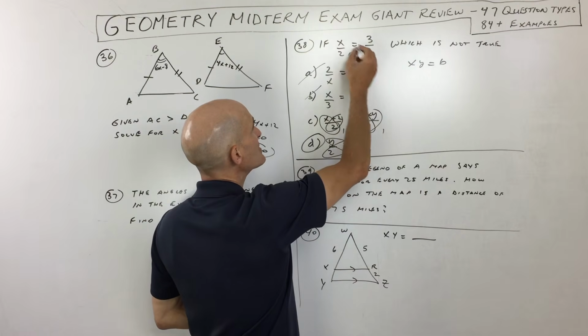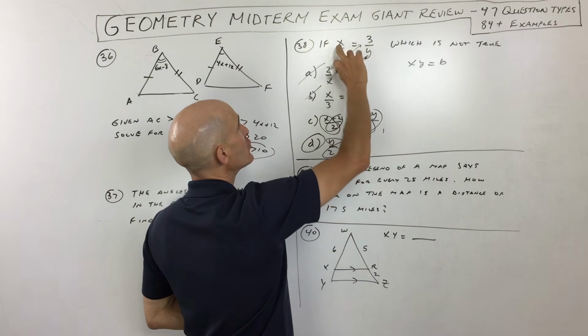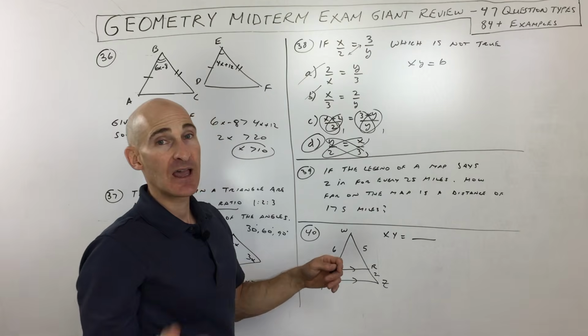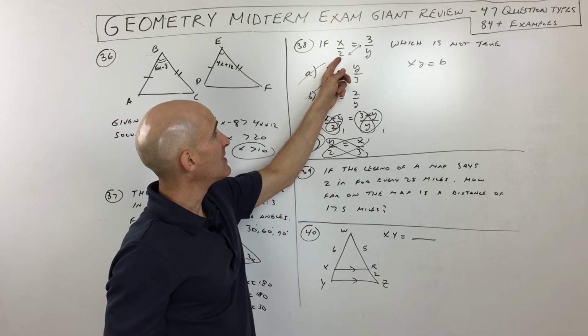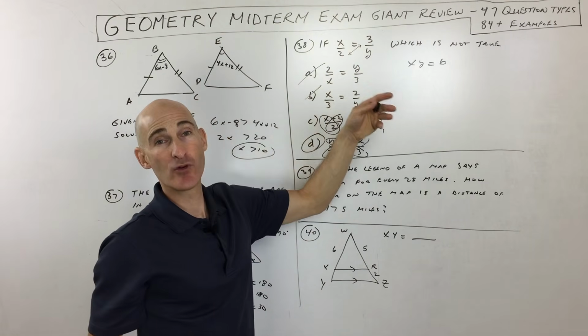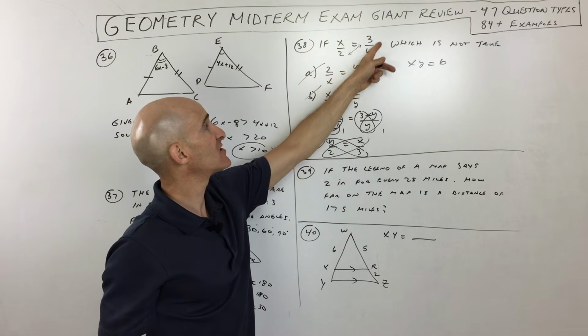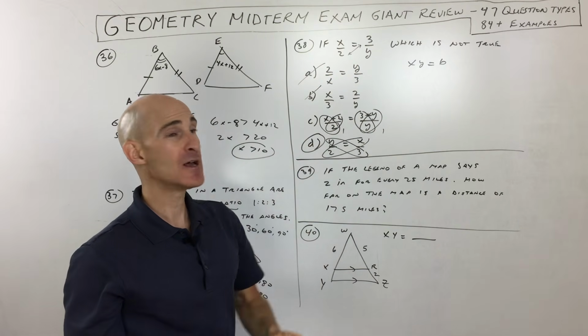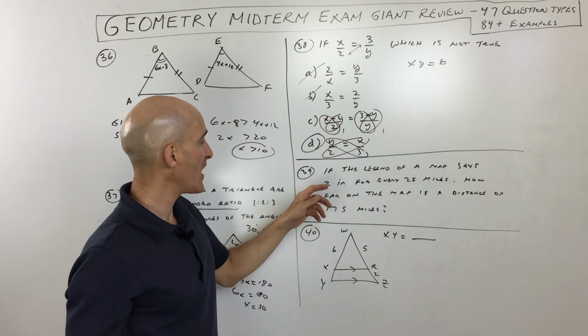You can switch these on the diagonal, okay? You can take the reciprocal of both sides, and you can add the denominator to the numerator as long as you do it on both sides. You're adding this denominator to the numerator, this denominator to the numerator. It's like adding 1 to both sides. So those are the properties of proportions. Review that if you need to.